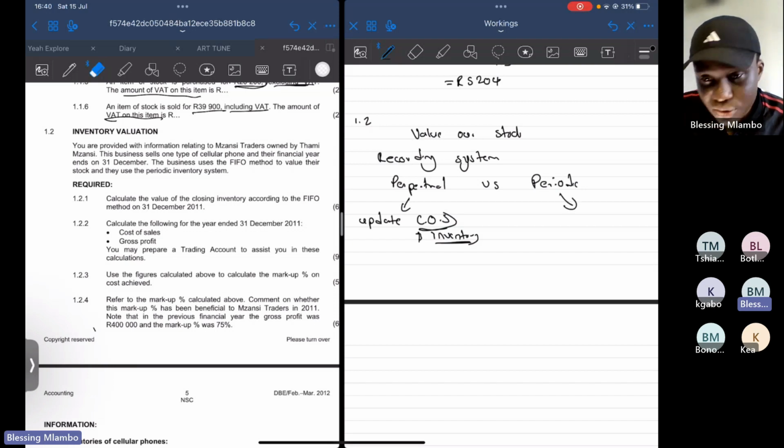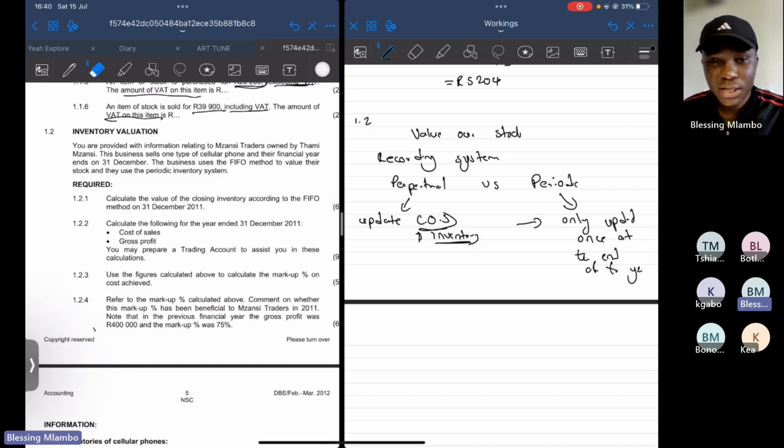But with periodic, it's a different story because these accounts are only updated once at the end of the year. So that's the key difference. Perpetual, the inventory and cost of sales account are constantly updated during the year, right? Every time there's a transaction that affects either of the accounts, we update the cost of sales or inventory account. But with periodic, we don't. We only do it at the end of the financial year, right? So cost of sales account, we only touch it at the end of the financial year. Inventory account, we only touch it at the end of the financial year.